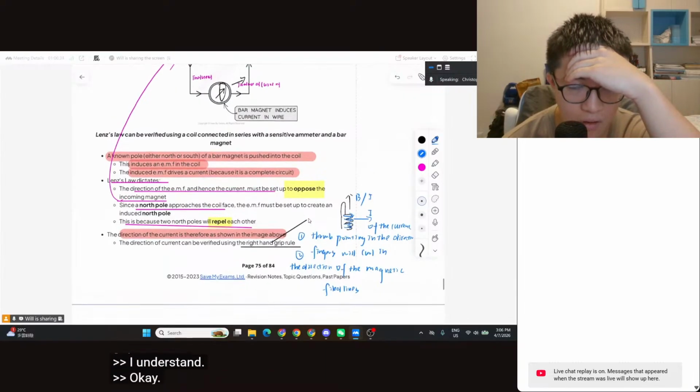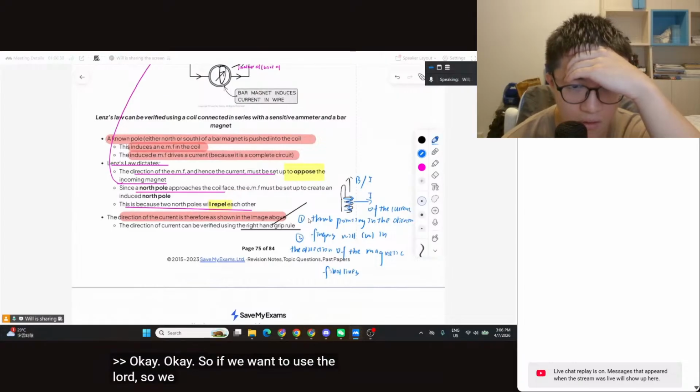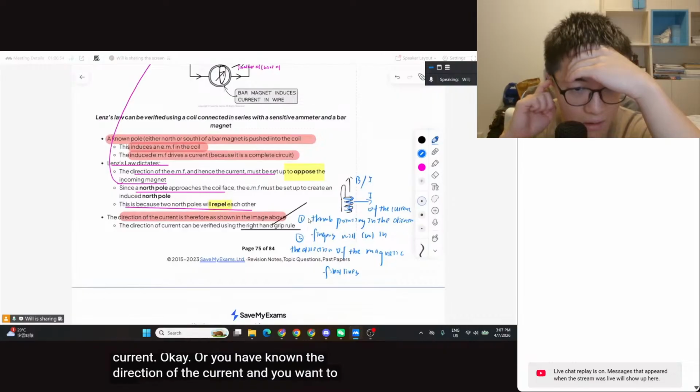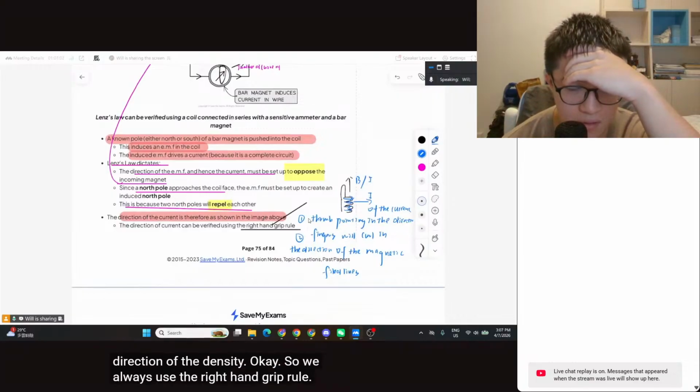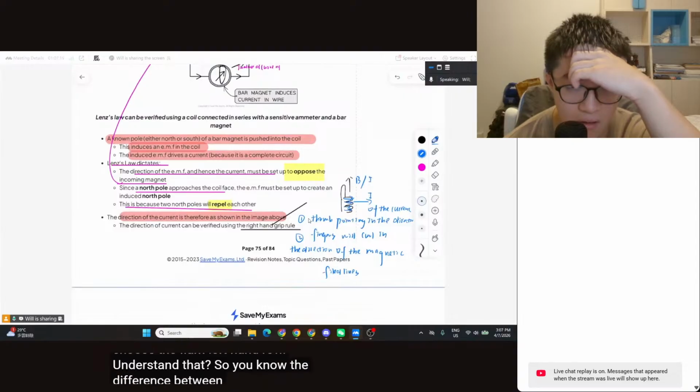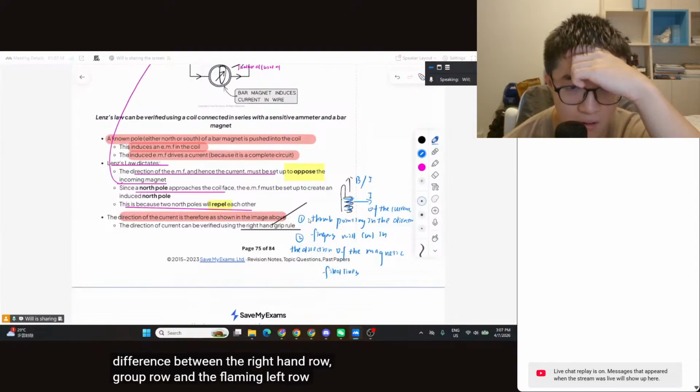If we want to use the rule, we have to know one piece of information. If you have the direction of the field and you want to distinguish the direction of the current, or you know the direction of the current and want to find the direction of the field, we always use the right hand grip rule. As for Fleming's left hand rule, if we want to figure out the direction of the force, we always choose Fleming's left hand rule. So you know the difference between the right hand grip rule and Fleming's left hand rule. Understand that? No problem.